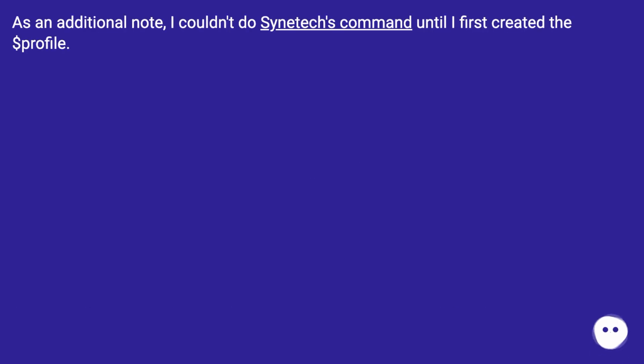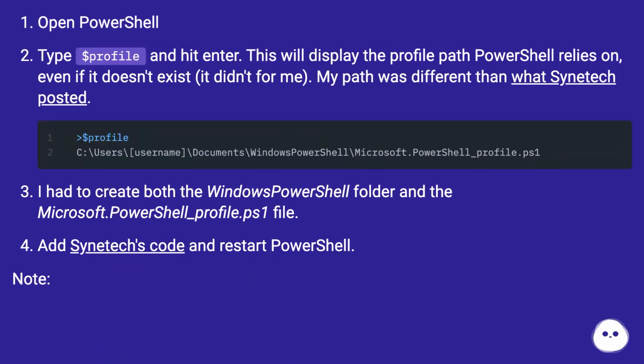As an additional note, I couldn't do Cinetec's command until I first created the $profile. Open PowerShell. Type $profile and hit enter. This will display the profile path PowerShell relies on. Even if it doesn't exist, it didn't for me. My path was different than what Cinetec posted. I had to create both the WindowsPowerShell folder and the Microsoft.PowerShell_profile.ps1 file.